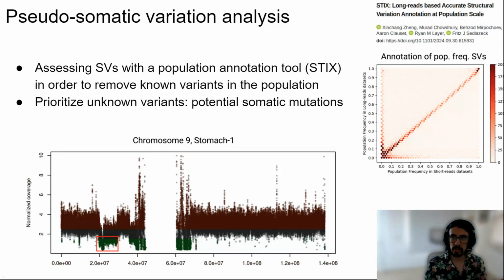In this case, we're using a tool called STIX, which is a population annotation tool. What it does is take your structural variants and tell you how many of those it can detect in a population. In this case, the population is 1000 Genomes, so it's a wide variety of ethnicities. And it can be used to prioritize unknown variants. In this case, we have prioritized this deletion that we found in this stomach cancer sample, on chromosome 9, which has not been detected previously in any of the sequences from 1000 Genomes.